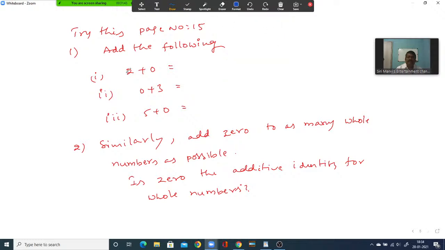When we add 0 to any integer, we get the same integer. That's why 2 plus 0 is 2. 0 plus 3 is 3. 5 plus 0 is 5. That's it.